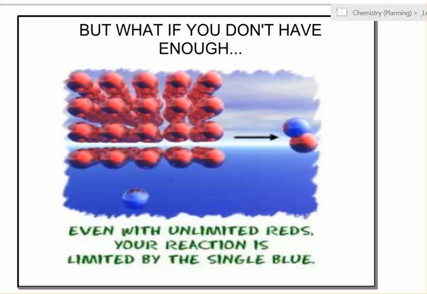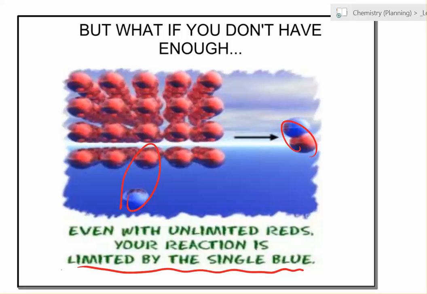A good example of that is in this picture here, where you have a huge number of red balls, but just one blue ball. As that reaction proceeds, you combine a red and a blue ball to make your product, but after just one iteration of the reaction, you're out of blue balls, and the reaction stops. That is to say, the reaction is limited by that single blue ball.